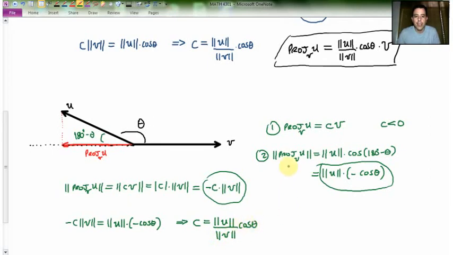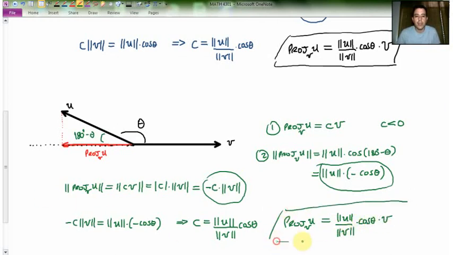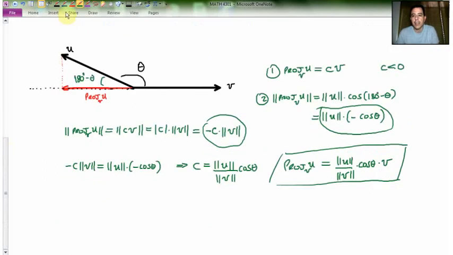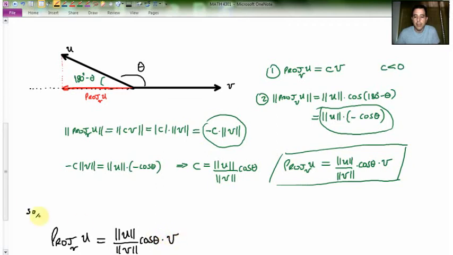So again, we have the same thing. Projection of u onto v is cv, which is norm of u divided by norm of v cosine theta times v. Okay, so in both cases the formula is the same, so we can simply write one formula. No matter which case you are in, first or second, projection of u onto v is norm of u divided by norm of v cosine theta times v.